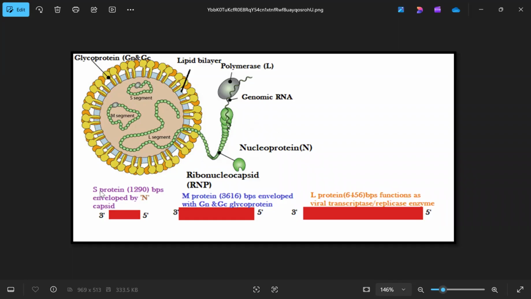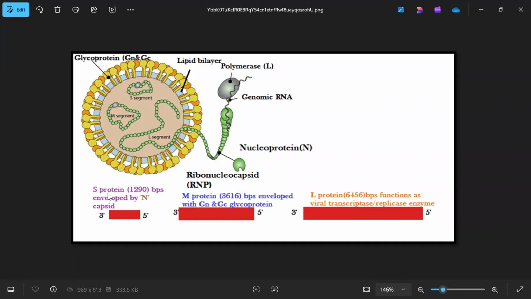Now, what you have here is three segments, S, M, and L. And the size of the actual protein is, well, the way this is written, I wouldn't say protein, I would say actually nucleotides. But when you make the RNA, when the RNA is translated, it'll turn into a protein.